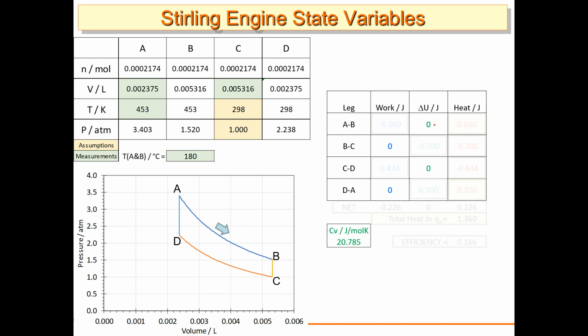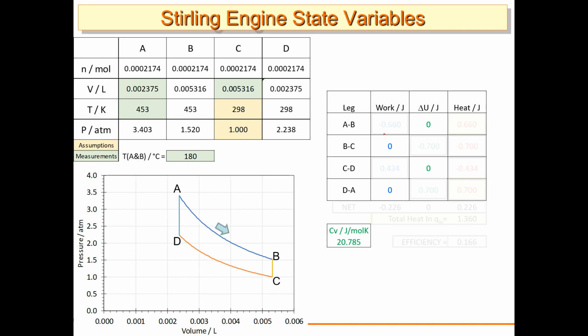All right, we'll hold off on that. What about the work? What about BC? Can you understand this 0 here for leg BC? So going from B to C, I'm saying there's no work done. How can I know that? Look at the state variables table.